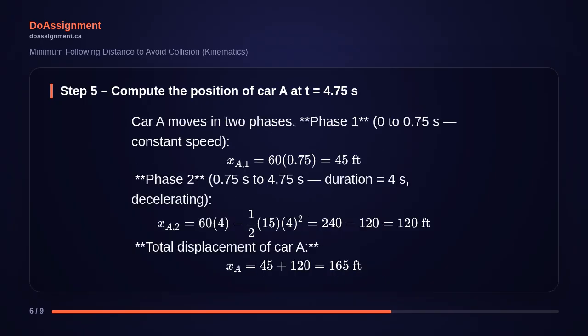Car A travels in two phases. During the 0.75 second reaction time, it covers 45 feet at constant speed. Then it brakes for 4 seconds, covering 240 minus 120, which is 120 feet. The total distance for car A is 165 feet.